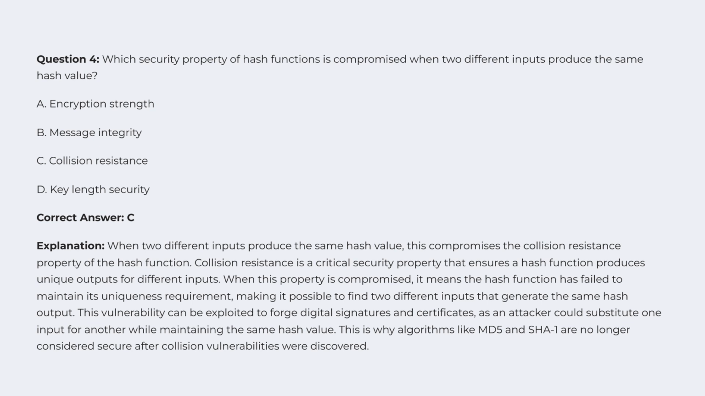This vulnerability can be exploited to forge digital signatures and certificates, as an attacker could substitute one input for another while maintaining the same hash value. This is why algorithms like MD5 and SHA-1 are no longer considered secure after collision vulnerabilities were discovered.